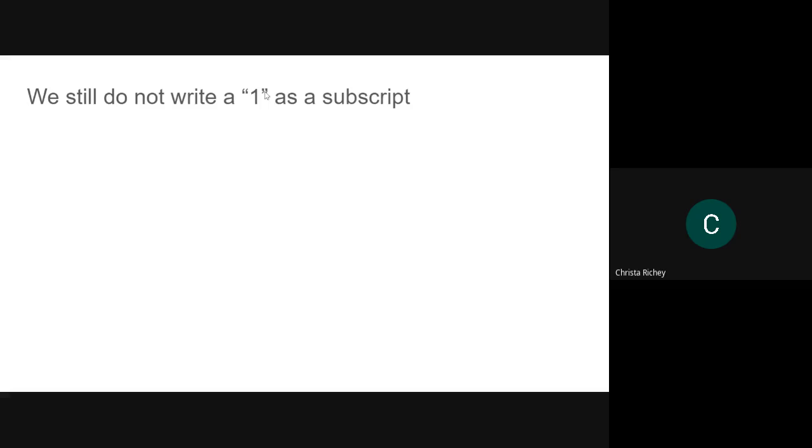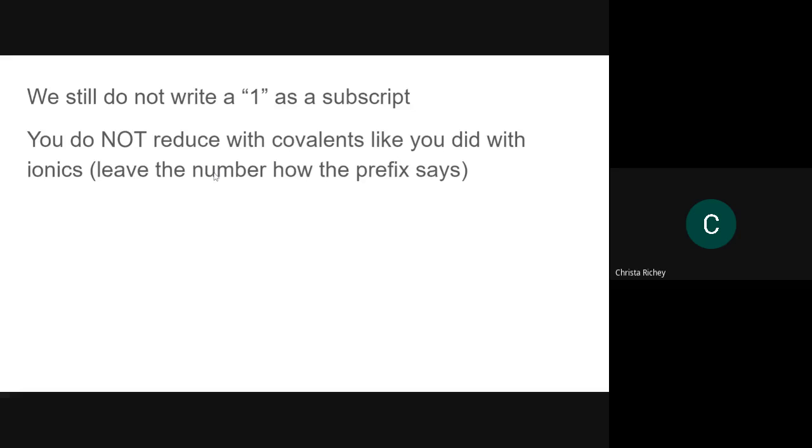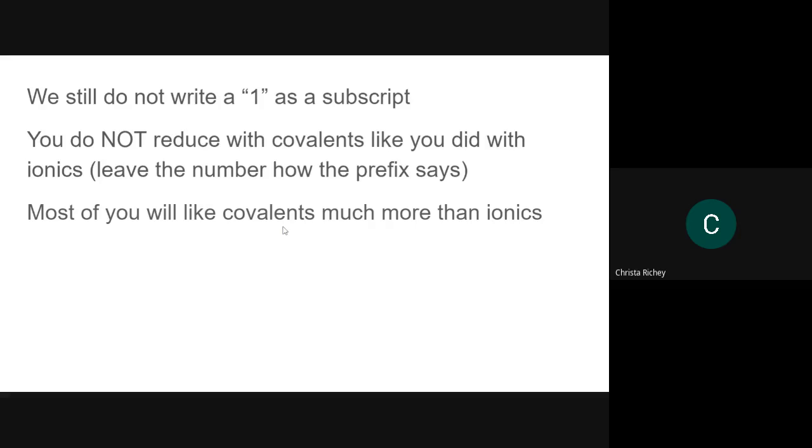Just like that's also true for ionics. We do not write 1s as subscripts. If you wrote the element, you have at least 1. If you have more than 1, you need to tell me how many. You do not reduce. All these little things that we had to do, we don't have to do with this one. Whatever the prefix says, even if it's like 2 and 4, you leave it 2 and 4 with moleculars. You don't have to write this one because it's already down on there.